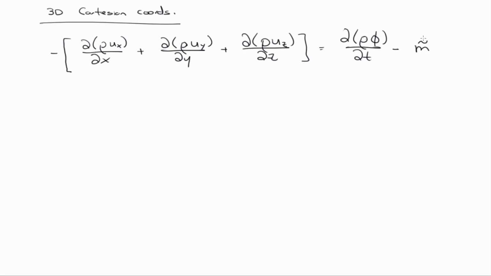So the right-hand side is the same. The left-hand side now, you just have this extra term that includes the fact that the velocity is now, in 3D, a vector, right? And so if we write this compactly, using notation from vector calculus, we have that the divergence of the density times the velocity vector is equal to the same right-hand side.